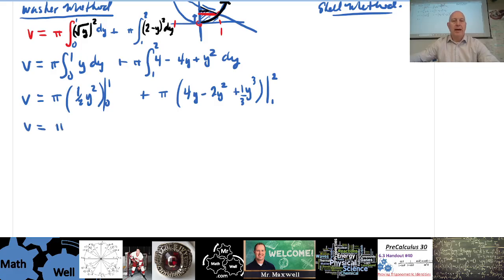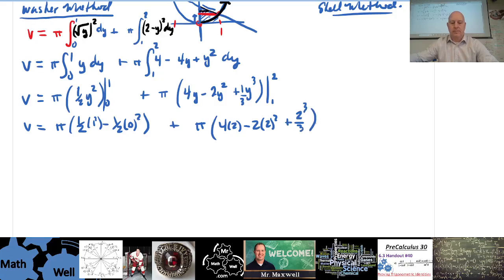So this is going to be pi times just 1/2 times 1 squared minus 1/2 times 0 squared. Over here, we're going to have 4 times 2 minus 2 times 2 squared plus 2 cubed over 3, minus 4 times 1. And again, I'm showing every step here so you can see if you need to look back to this, plus 1 cubed over 3.